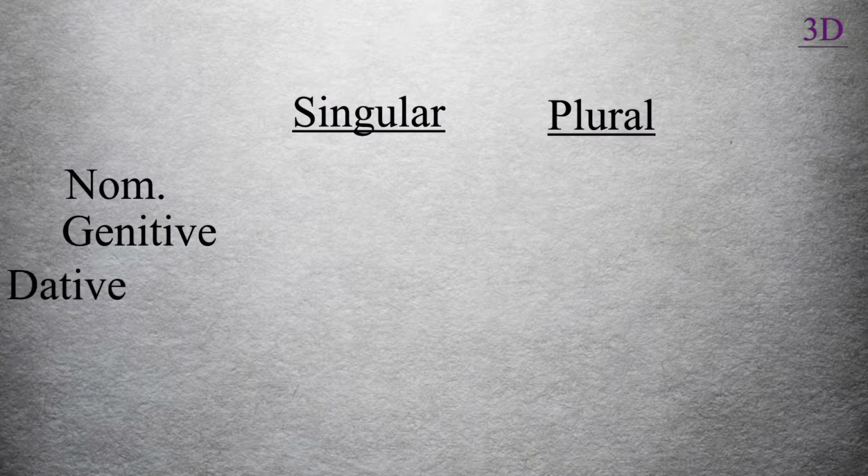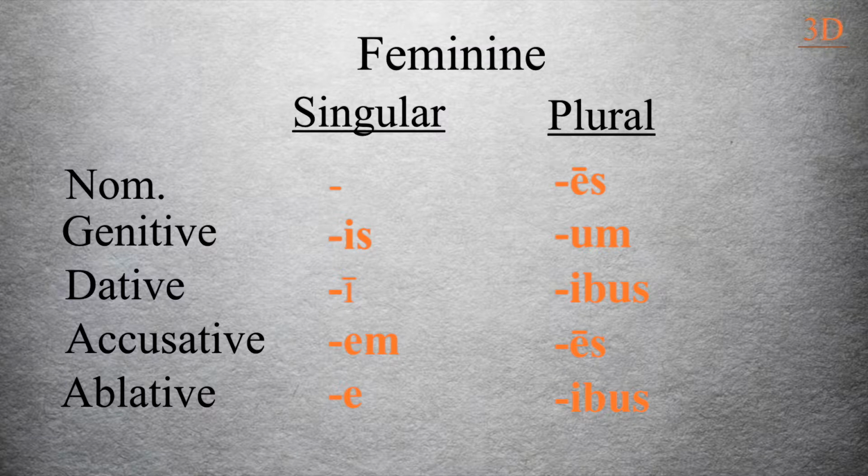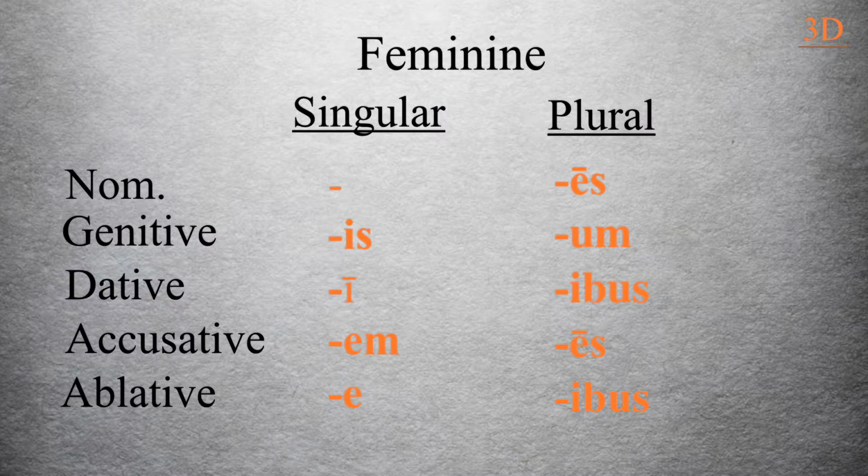Let's look at the feminine endings. Starting with the nominative case and working our way down, we have blank, is, i, em, e. In the plural, es, um, ibus, es, ibus. Simple.